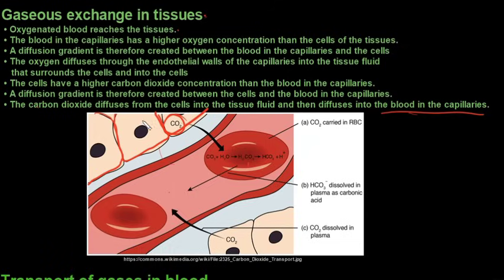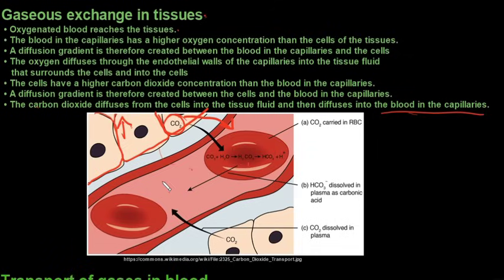So let's look at this. There's a high concentration of carbon dioxide in the muscles or the tissue, and this is because of cellular respiration that has just happened. So there's a high concentration of carbon dioxide in the tissue, but a low concentration of carbon dioxide in the blood. So carbon dioxide will move from a high concentration to a low concentration.